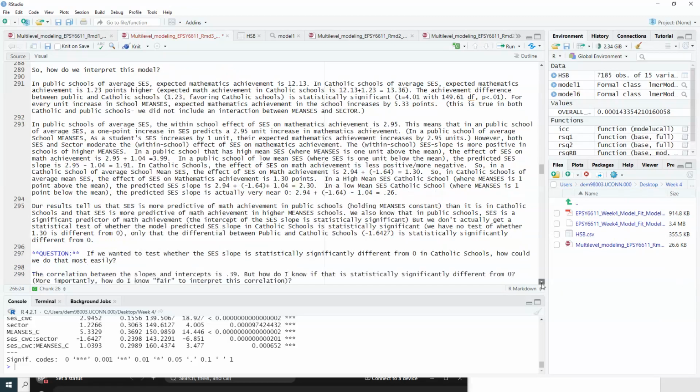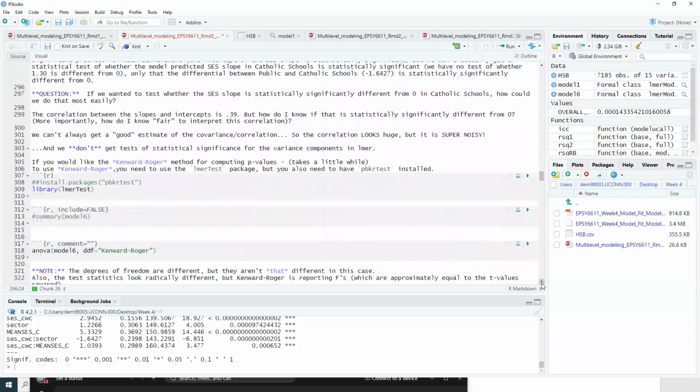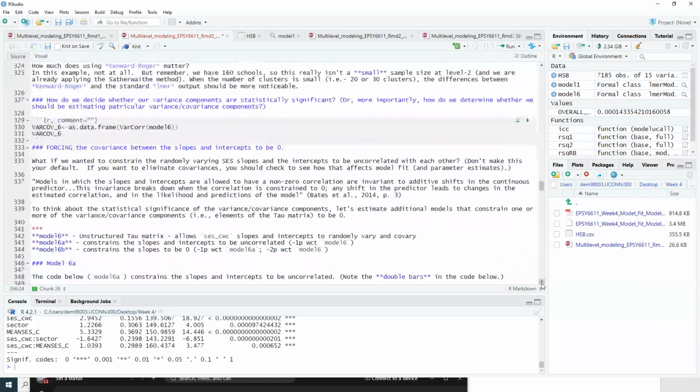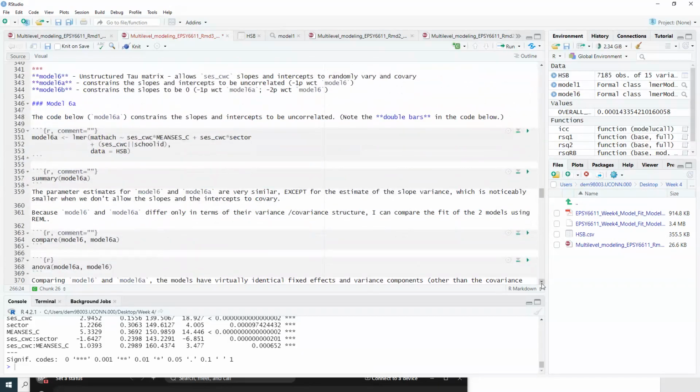Okay. All right. So let's say, hold on, we're going to skip down through all of this. I ran 3 models here, but I'm obviously not going to have time to do both of them. So my 3 models are an unstructured tau matrix. Model 6A constrains the slopes and intercepts to be uncorrelated. So I have 1 fewer parameter than model 6, but I'm still allowing for a randomly varying slope. So 6A says I've got a randomly varying slope, I've got a randomly varying intercept, but I'm constraining the slope and the intercept to be uncorrelated with each other.